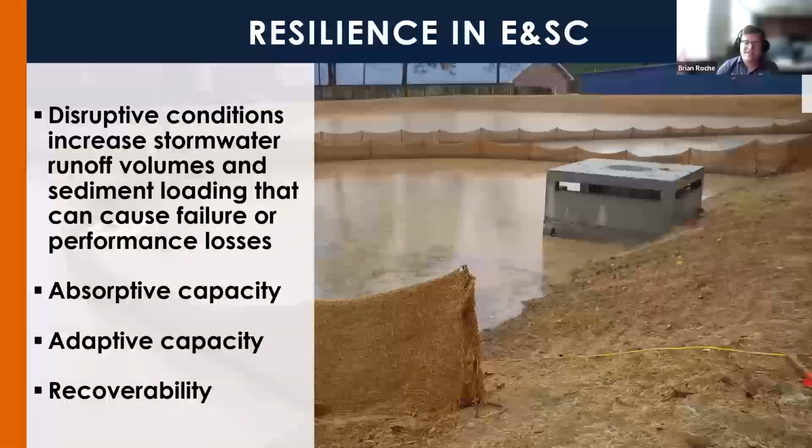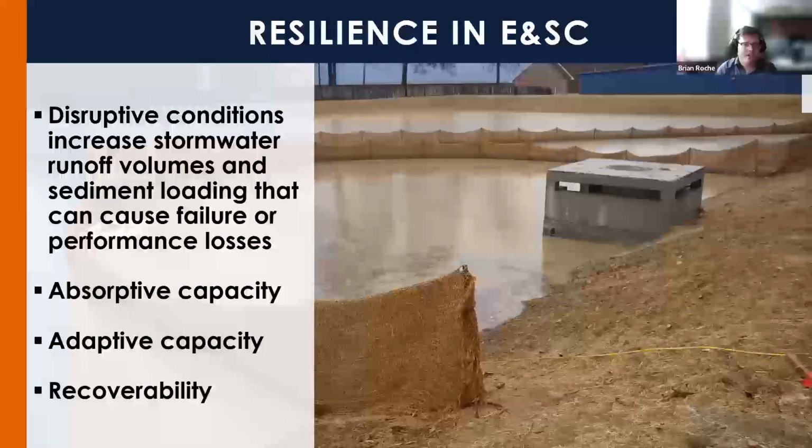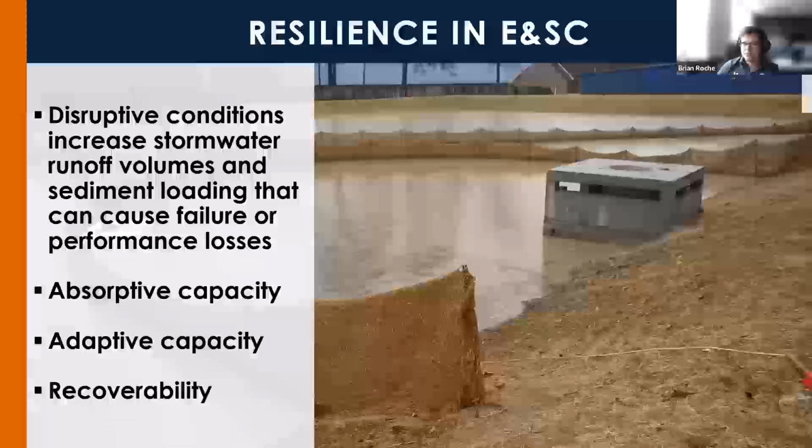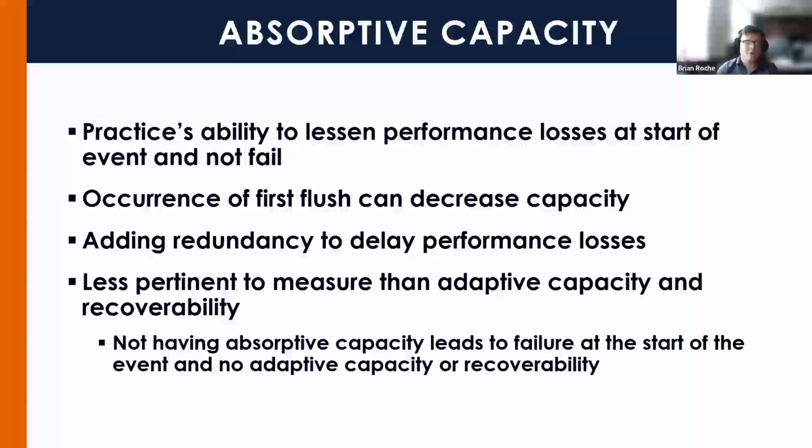So in erosion and sediment control, we saw that there wasn't much design guidance for resiliency. These disruptive conditions can increase stormwater runoff volumes and sediment loading that can cause failure or performance losses. And we're primarily looking at absorptive capacity, adaptive capacity, and recoverability for these practices. So absorptive capacity in erosion and sediment control is that ability to lessen performance losses at the start of an event and not fail, which can decrease through the occurrence of a first flush, where you might have increased sediment loading right at the start of the storm event.